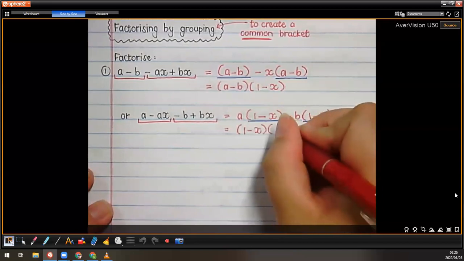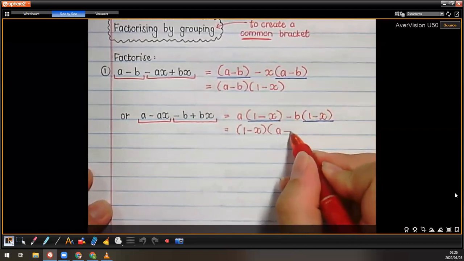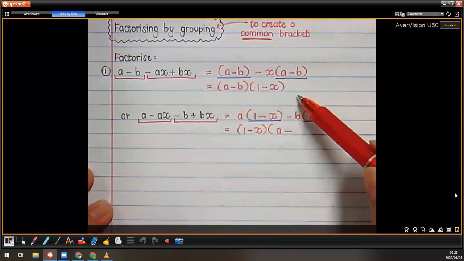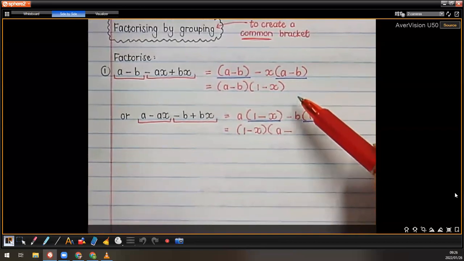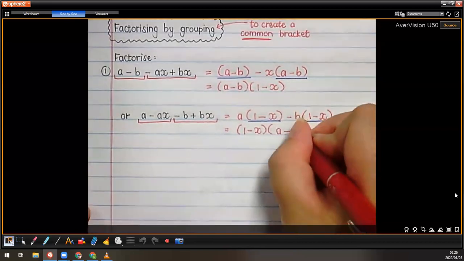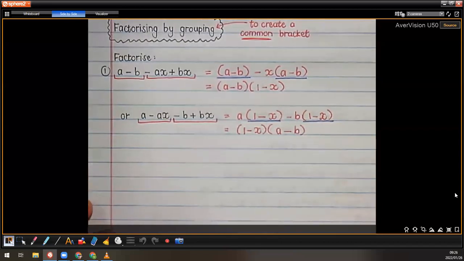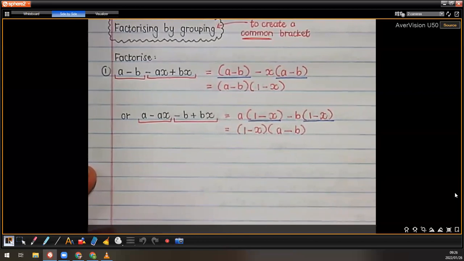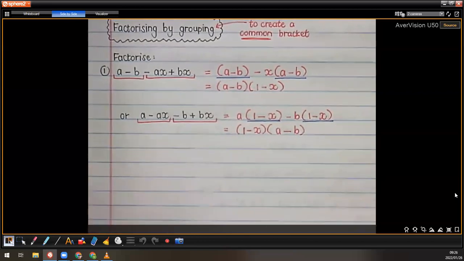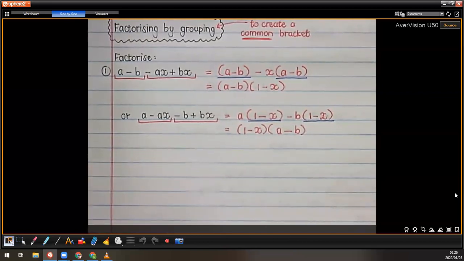A. Minus from my second term, if I divide by that bracket, it's going to cancel out, right? Minus B. You see that it's the same answer, the order of the brackets is just the other way around. And guys, like I said before, that doesn't matter. You can multiply in any order. For example, 2 times 3 is 6, but 3 times 2 is also 6.